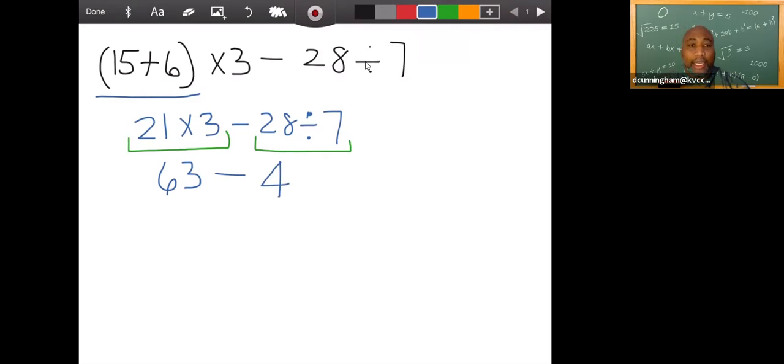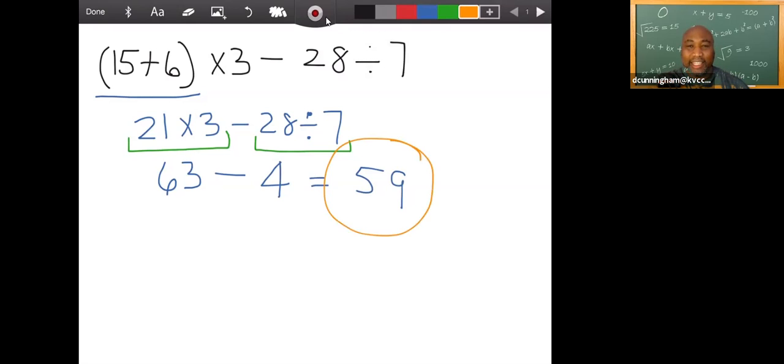Now, the last thing is addition and subtraction. There's no addition, so we're just going to do the subtraction. And the subtraction here will be 63 minus 4, which is 59. And then that'll be our answer. So the answer, if we did order of operations correctly, will be 59 for this problem.